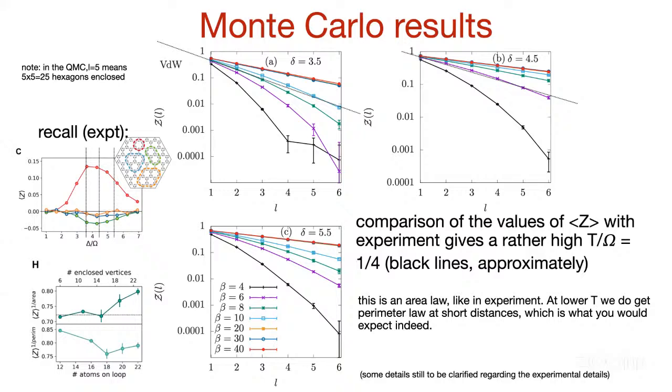Now, the numbers in experiment, if you look at those, they're actually much closer to the black line. So probably the experimental temperature is closer to a quarter, at least on small enough distances. But see that we never have a case where you start with area law and go over to perimeter. We never have.